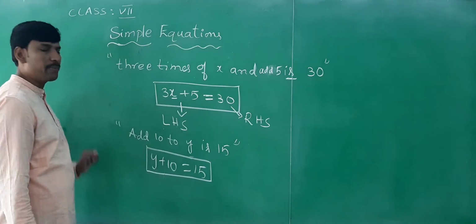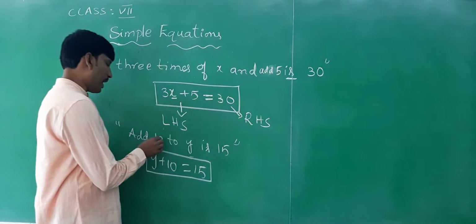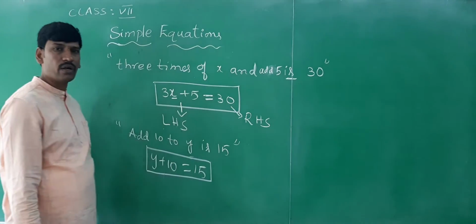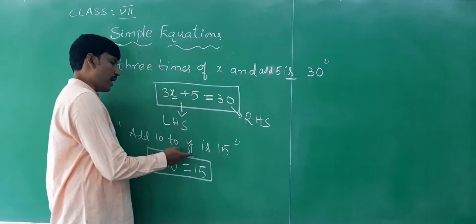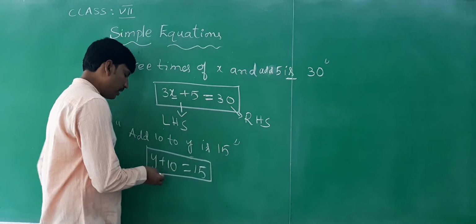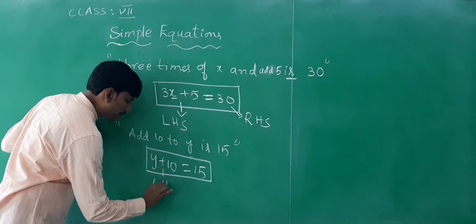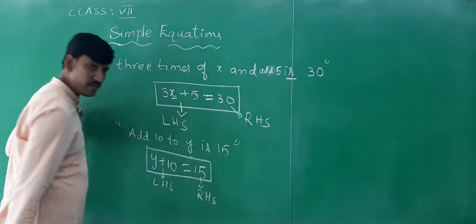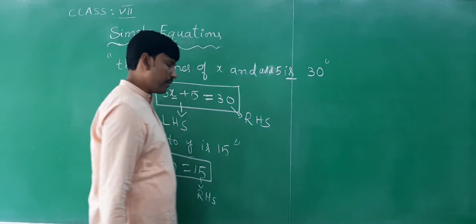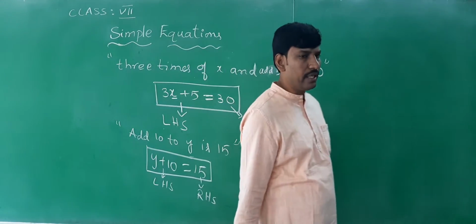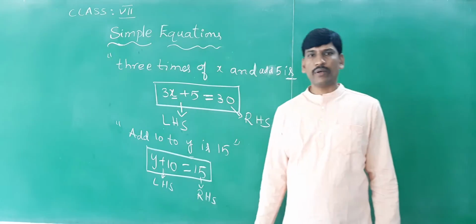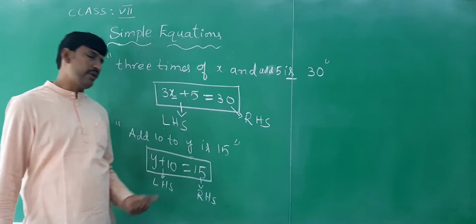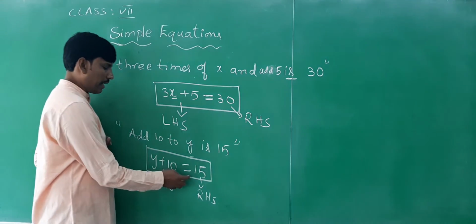Is it clear? y plus 10 is equal to 15. When we add 10 to y, the result is 15. Here this is the LHS part, and this is the RHS part. Is it clear? In 6th standard you discussed finding the value of an expression. In algebra we discussed all those things. The same thing we are going to discuss here also, which contains an equal sign.